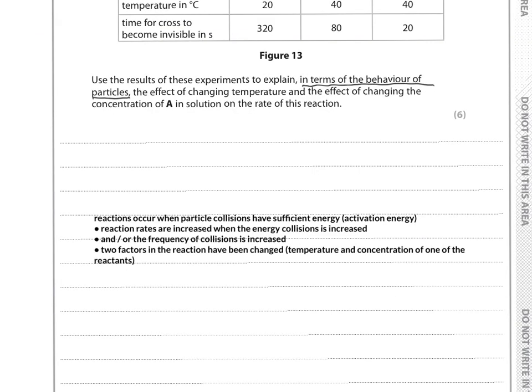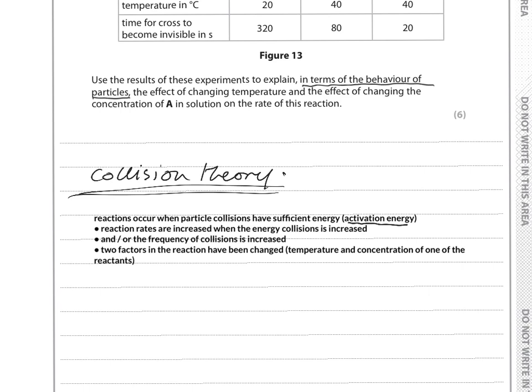So the first thing that you need to include if you're answering a question about how the behaviour of particles affect reaction rate is you need to describe the theory of collision theory, and this is what this is. This is collision theory. And collision theory says that reactions occur when particles collide with enough energy, and that energy is the activation energy. So you had to say, first of all, that particles collide with greater than or equal to the activation energy for the reaction to happen.